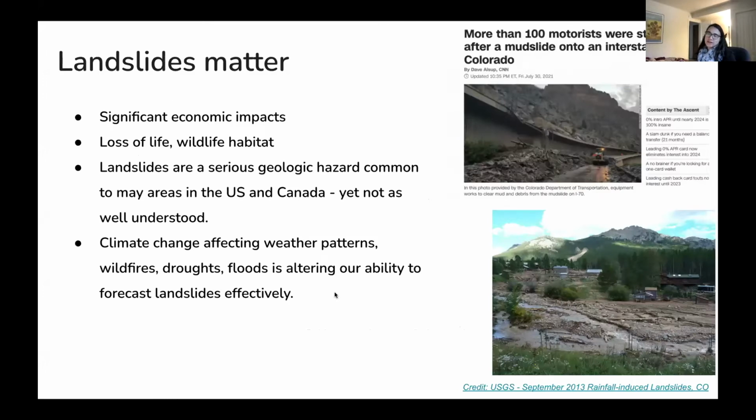So landslides matter. They are a serious geologic hazard common to many areas in the US and Canada. There are negative economic, transportation, and habitat impacts resulting from landslides. And there are climate change implications where drought or heavier rains affect the number and severity of landslides.